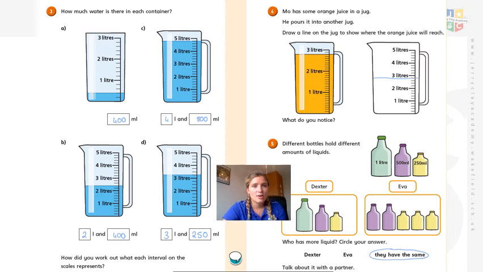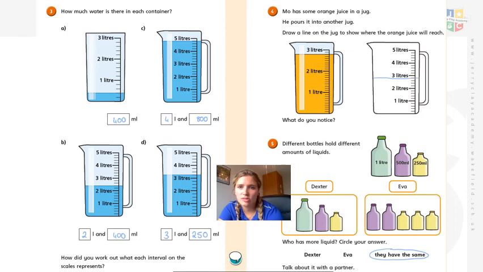For number 3, you had to say how much water was in the container. In the first one, we can see that they are going up in 200 millilitres, so it will be 400 millilitres in part A. For part B, again they're going up in 200 millilitre increments, so it will be 2 whole litres and 400 millilitres. Part C would be 4 litres and 800 millilitres, and part D would be 3 litres, but this time the increments are going up in 250s, so we can say it would be 3 litres and 250 millilitres.